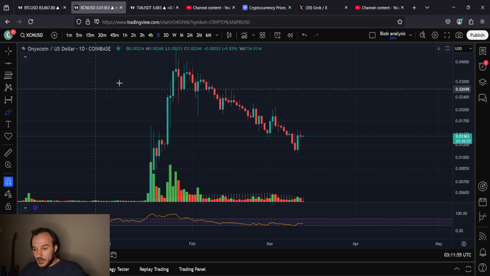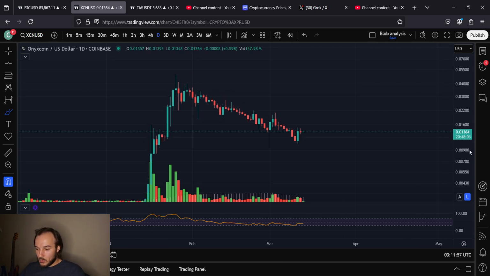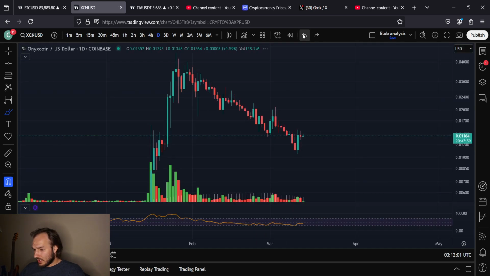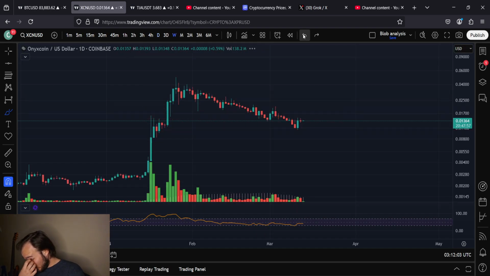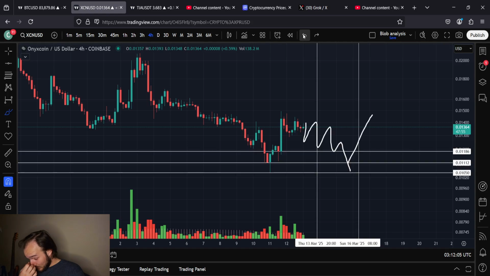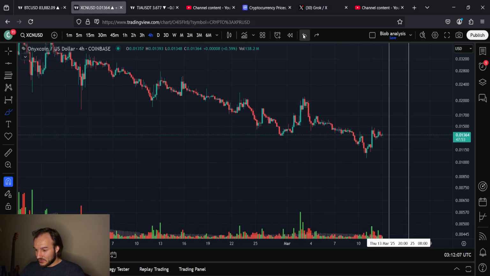So here we are, looking at this on a daily time frame at about 1.363 cents right now. I just went through, and actually I want to show you guys what I was just doing here so that it's not a total waste of time. Let's see here. Hold on. Come on now. Yeah, all that will make sense in a second, okay?